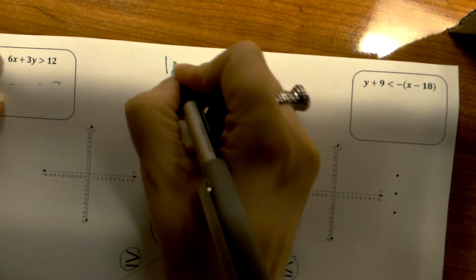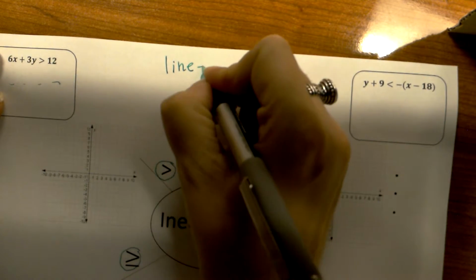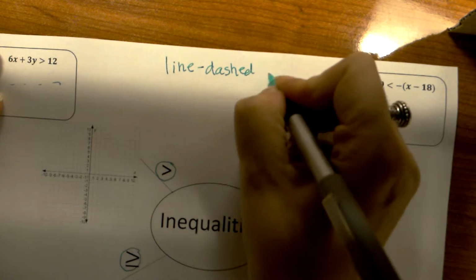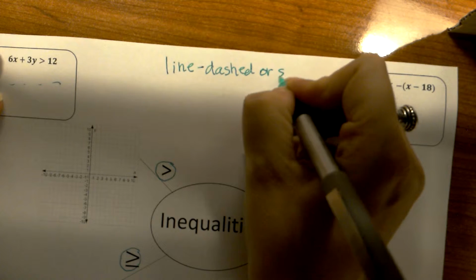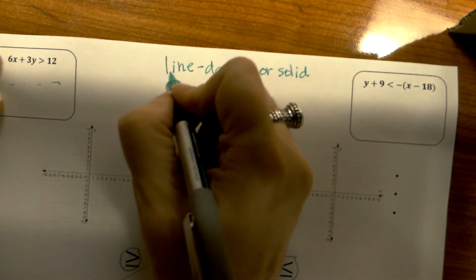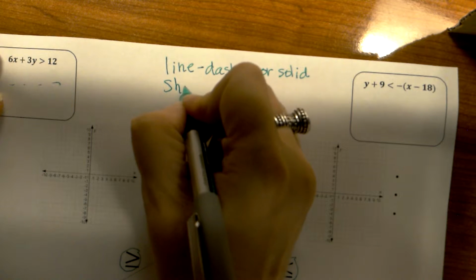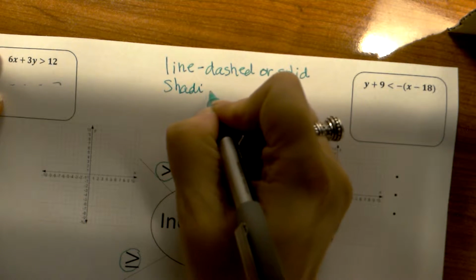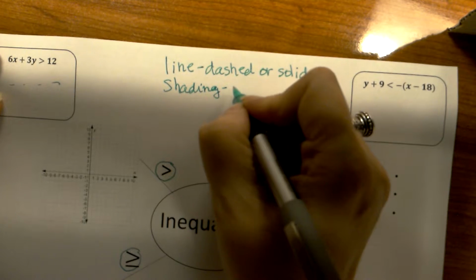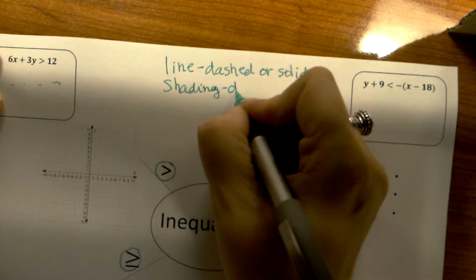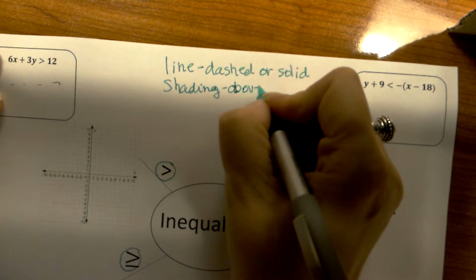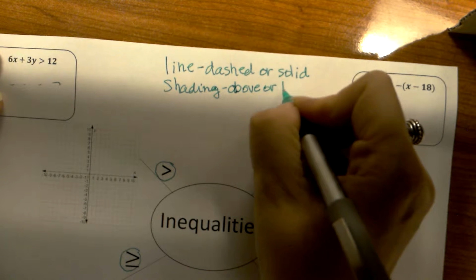You have to look at your line. Is it going to be dashed or solid? Okay. You also have to look at shading. Okay, so you're going to do some shading on the graph based on what your inequality is. And you're either going to shade above, I can't write, so give me a second, above or below.